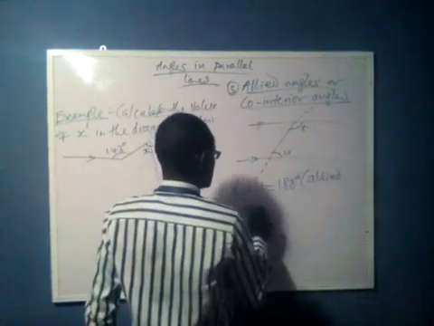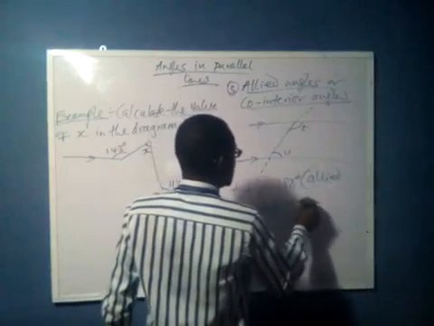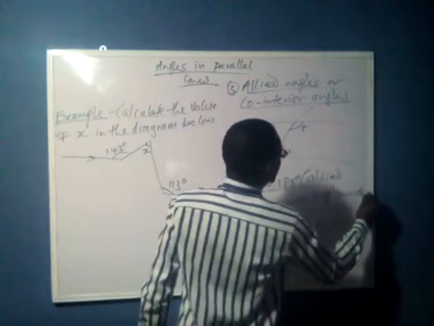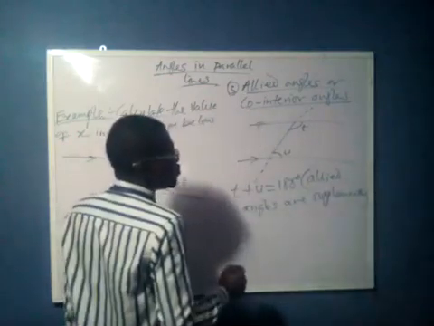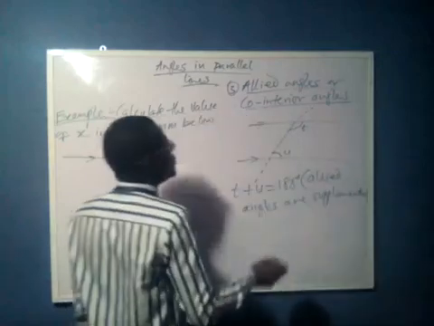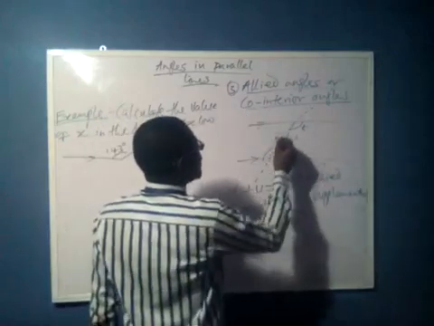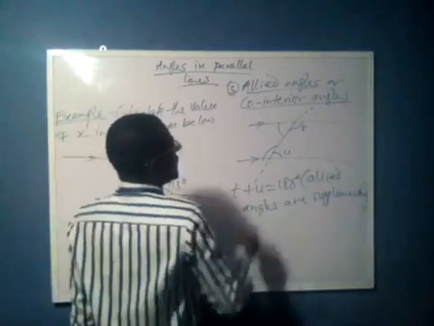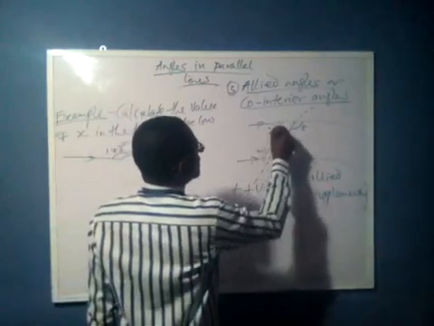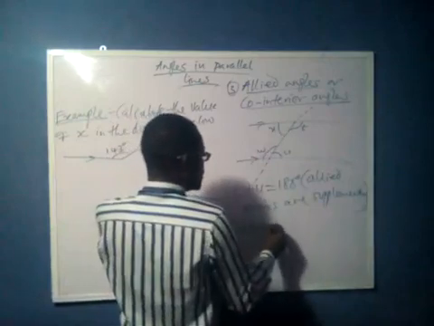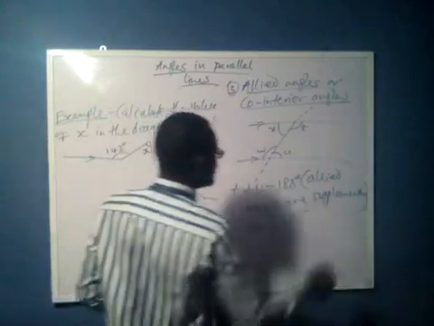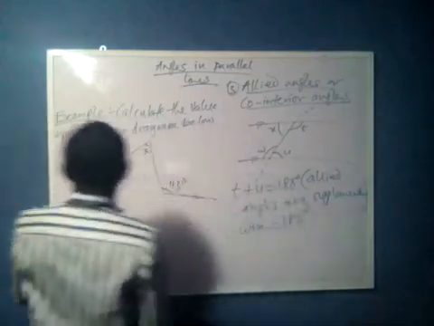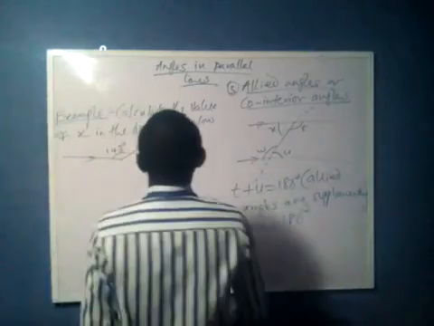So allied angles are supplementary. So this angle here and the one here too, they are also supplementary. Let's say this is W and this is X. So W plus X is also equal to 180 degrees because allied angles are supplementary. So let's quickly deal with this example here.